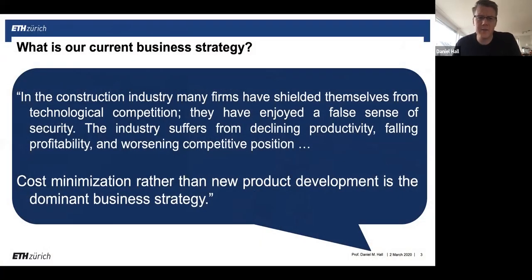As I thought about that more, I thought this is probably a good way to think about the current business strategy in construction. I'll read this quote to you. In the construction industry, many firms have shielded themselves from technological competition. They have enjoyed a false sense of security. The industry suffers from a declining productivity, profitability, and worsening competitive position. Cost minimization rather than new product development is the dominant business strategy.